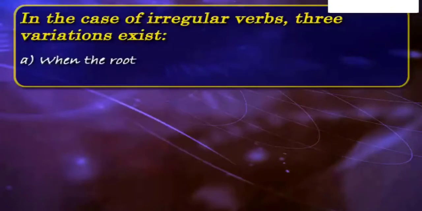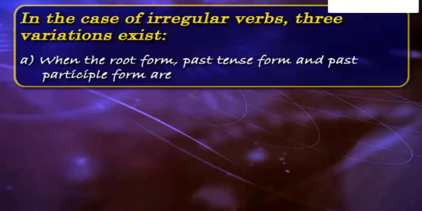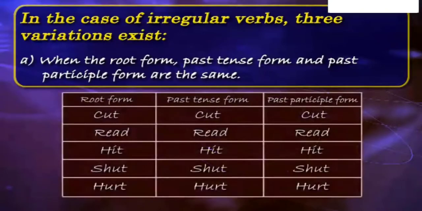The first variation is that the root form, the past tense form, and the past participle form of the verbs are same. You can see the irregular verbs in the given table. All the words here are irregular verbs as they are not following the conventional rules for verb forms. Here in this case, the verb is same in root, past, and past participle form.